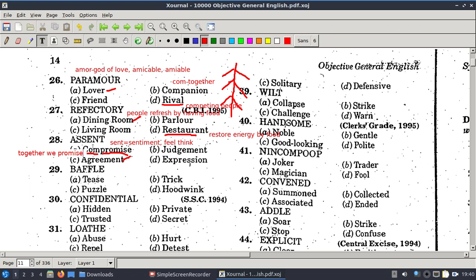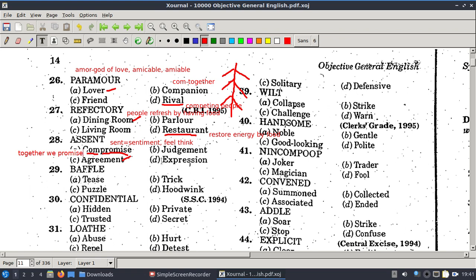Together they agreed to do something. Right? They agreed to not fight, or they agreed to stop it there, etc. Or they agreed to share the resource in a certain way. So they promised each other that we will divide it like this and we will not fight with each other. That is promise, which has become compromise. Okay, judgment you all know.